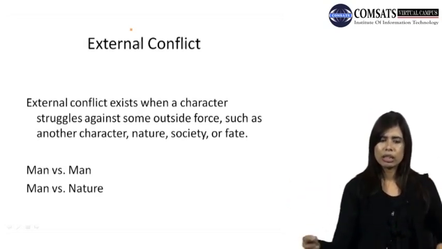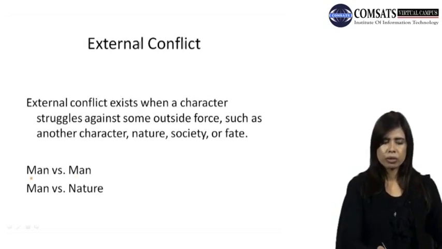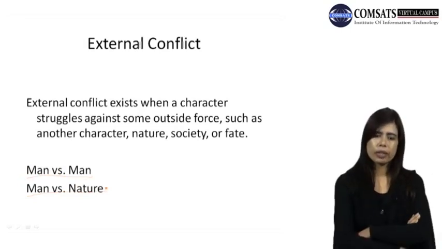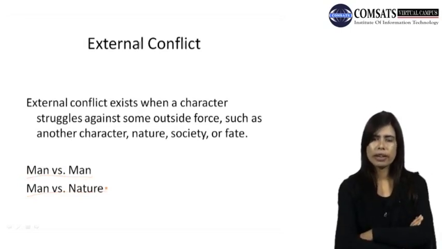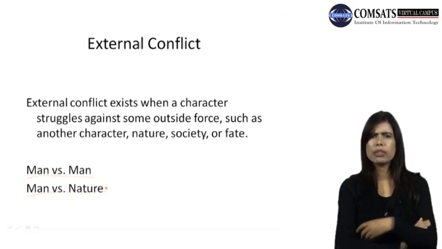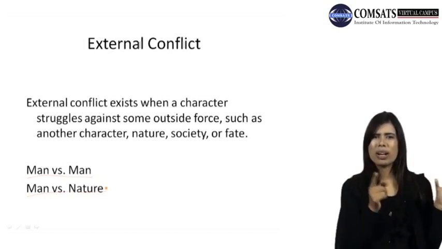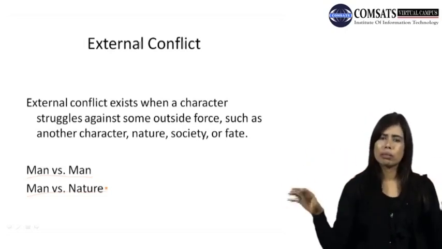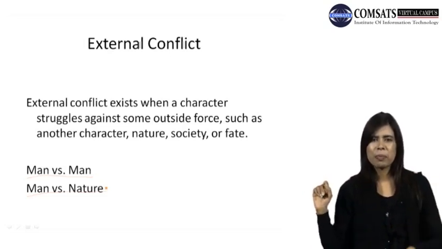So what kind of struggle or conflict is this? This is man versus man, and man versus nature, or man versus society, or man versus fate. So dear students, here you can see that the external conflict occurs between two parties. One is that of the hero or the character of the story. All are basically the characters of the story.